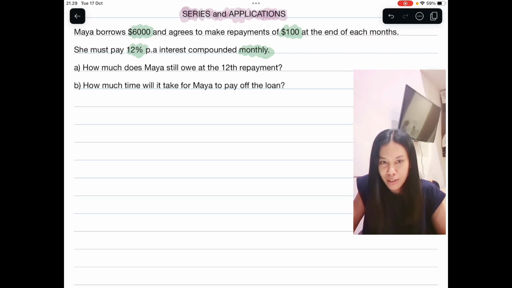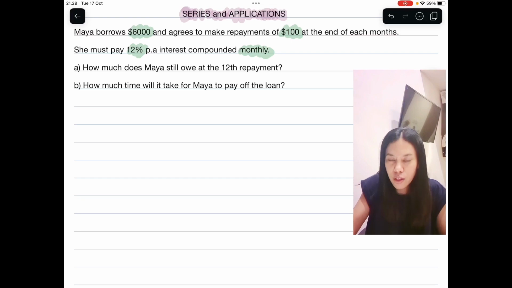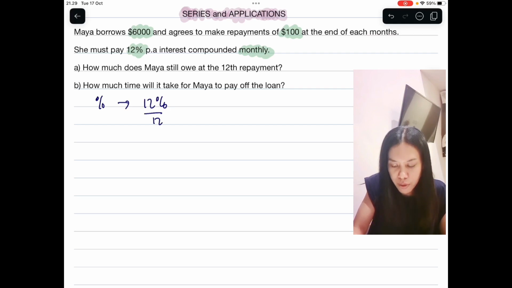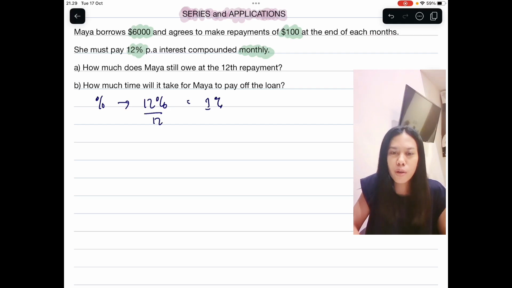Okay, so the first thing that we need to do to solve this question is to find the ratio. So what's the ratio? Now we're going to see that 12% PA interest there. So 12% per annual means that she's paying extra 12% for the whole year, yeah? But then because it's compounded monthly, you need to find the interest for 1 month. So not for the whole year, but for 1 month. If for the whole year is 12%, then monthly is going to be 12% divided by 12, which is 1%. So she's paying extra 1% of the remaining debt every month.